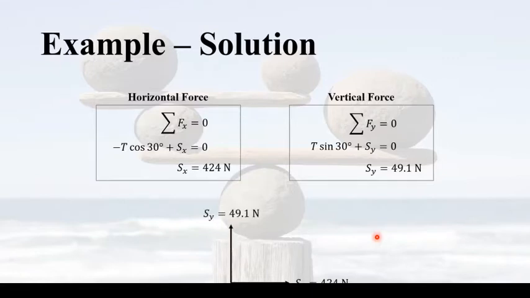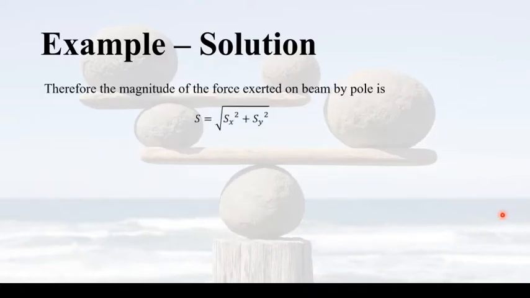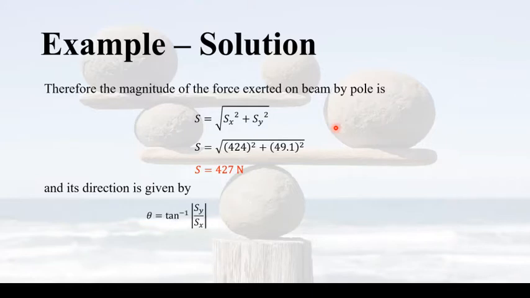So you have Sx, you have Sy. Now we want to determine S, which is the resultant vector. And because force is a vector, you also have to determine the angle. Now that you have the X component and the Y component, you can proceed to this equation: S equals square root of Sx squared plus Sy squared. You just put in all of the values, and you'll see that S equals 427 Newton. The angle is given by theta equals tangent inverse of the modulus of Sy over Sx. Plug in the values, and you will see that theta equals 6.61 degrees.